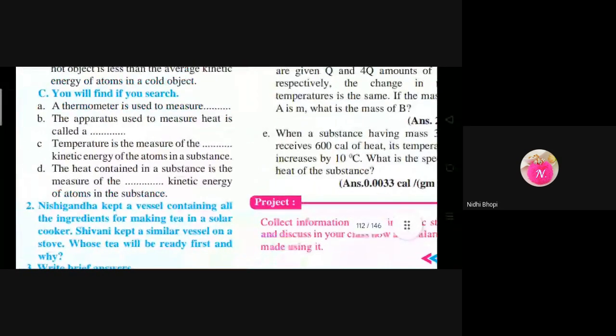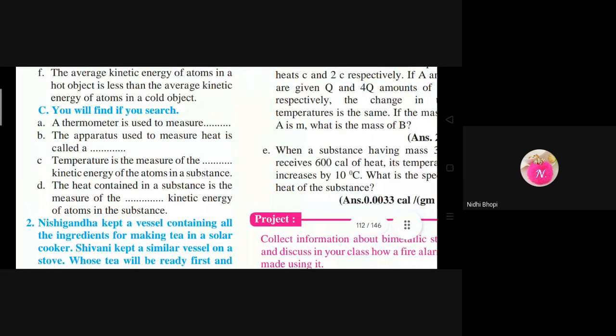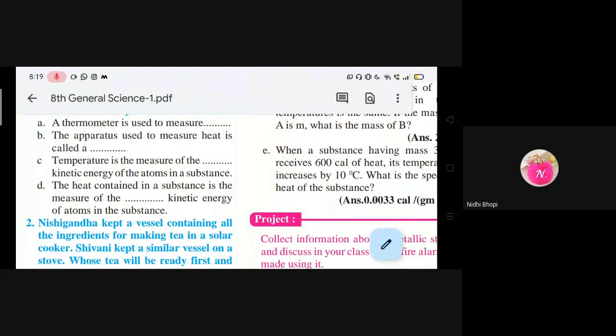Thermometer is used to measure? Temperature. The apparatus used to measure heat is called calorimeter.